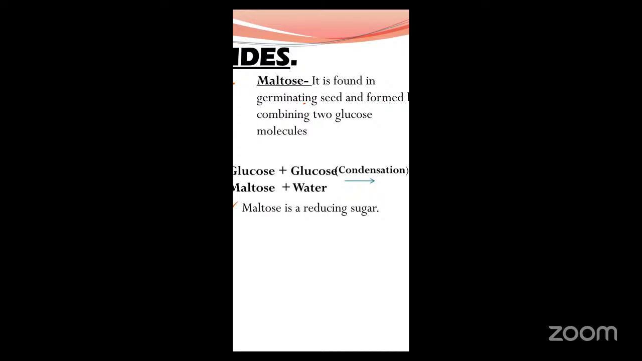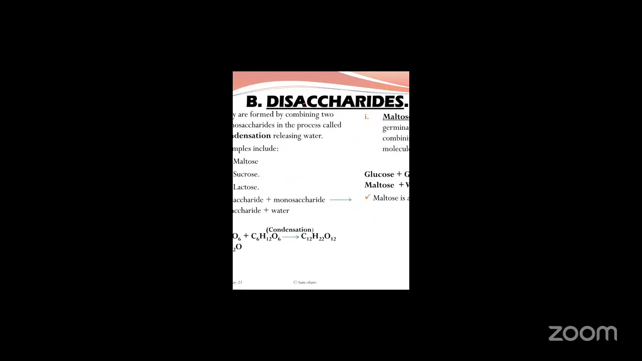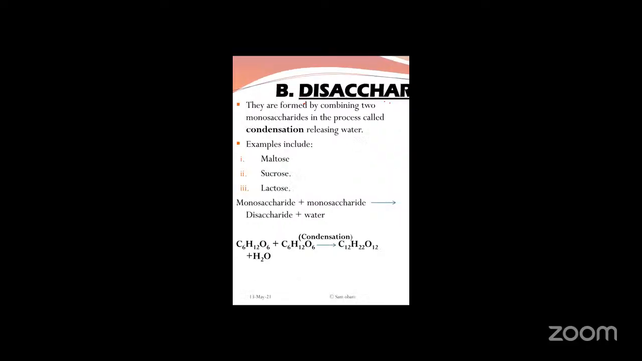Maltose can be found in germinating seeds. So when a seed is germinating, say you planted maize today and it has started to germinate, if you test the type of sugar that is present in the germinating seed, you'll find that most of it is maltose. So maltose is formed when you combine two glucose molecules, and glucose molecules, of course, are monosaccharides.